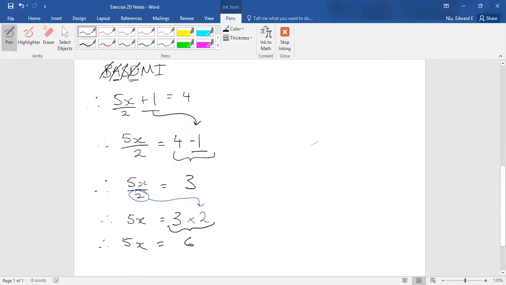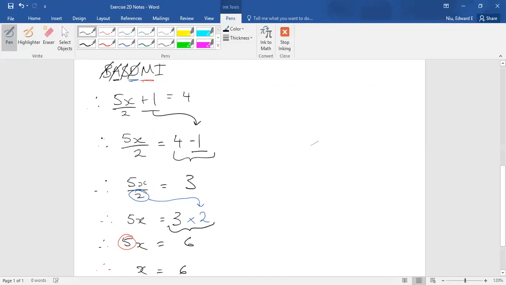Do we have any multiplication? Yes, we do. Our multiplication here is what? Have a guess. If you guessed the 5, you are correct. So to get rid of this times 5 and to get x by itself, we have to do the opposite of times to the right side. What's the opposite of times? If you guessed divide, well done.